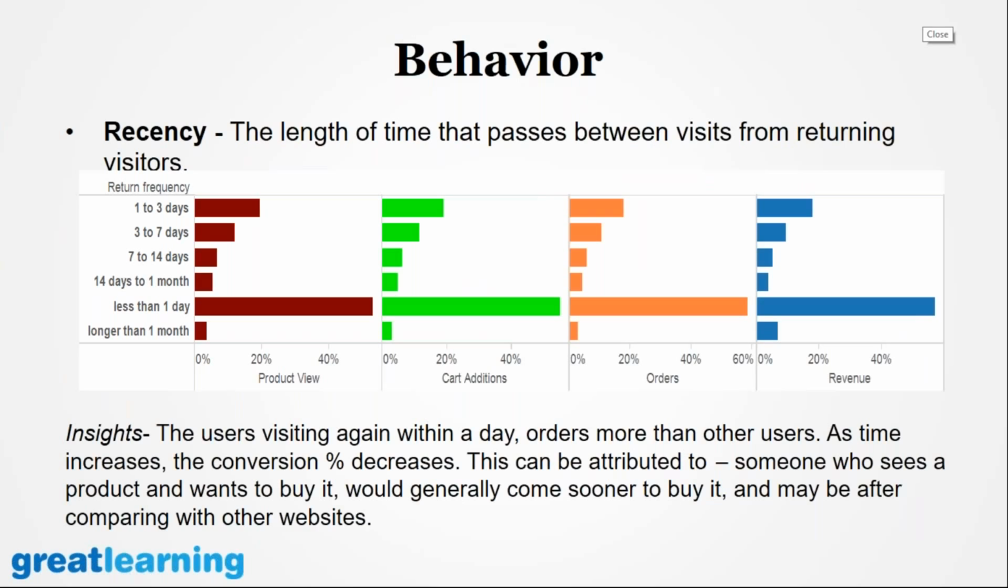Recency, the length of time that passes between visits from returning visitors. Now return frequency: a person is returning in 1 to 3 days, 3 to 7 days, 7 to 14 days, and so on. What is the percentage of product views, cart additions, orders, and revenues? We see people who actually return in less than 1 day. That's the area where we get most orders, we get most revenue. The users visiting again within a day order more than other users. As the time increases, the conversion percentage decreases.